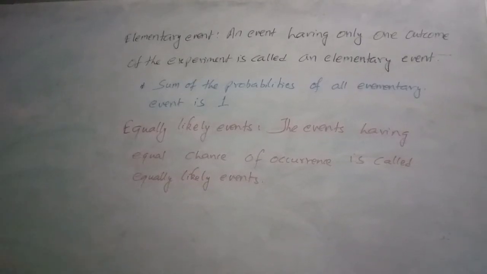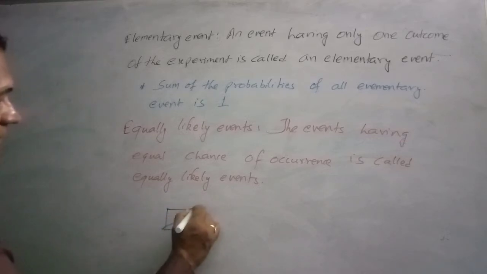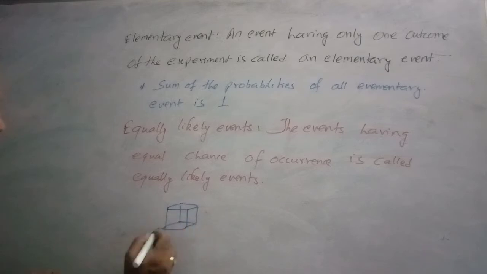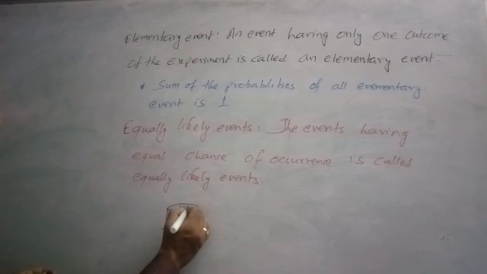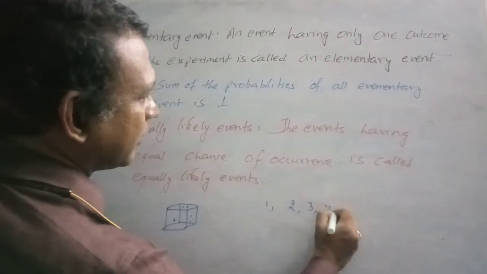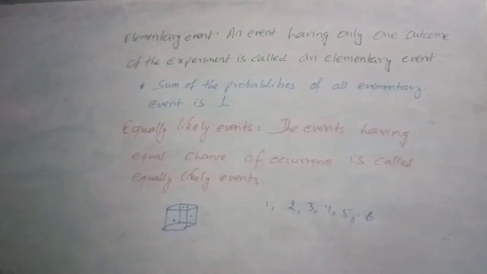Now, if a die is thrown once, a die has 6 faces, right? 1, 2, 3, 4, 5, 6 faces. Suppose the front face is 1, this will be 2, this will be 3, and the opposite sides are 4, 5, 6. That means the outcomes are 1, 2, 3, 4, 5, 6. 6 faces, 6 outcomes on the top face.